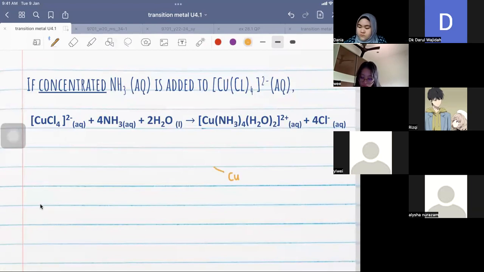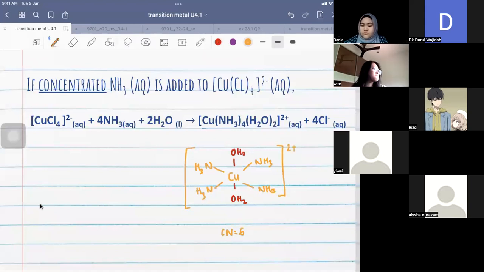So you imagine NH3, NH3, NH3, and NH3. This four ammonia replaces the four chloride ligands in your CuCl4 2 minus, right? Since ammonia is the same size as water, it would want to have a coordination number of six. But there's only four of them. How do we make it have a coordination number of six? By the addition of water. So this is how a Cu(NH3)4(H2O)2 2 plus complex ion looks like.